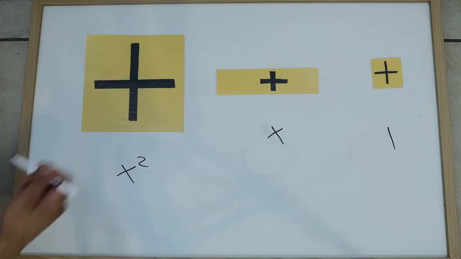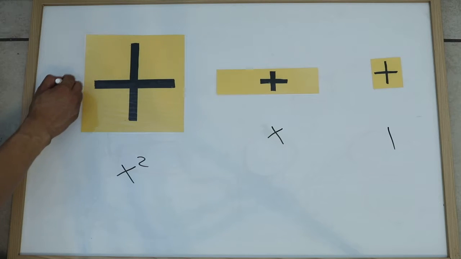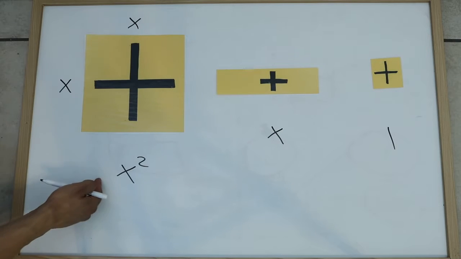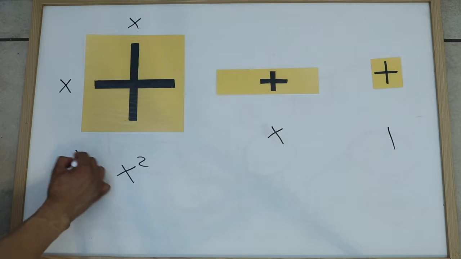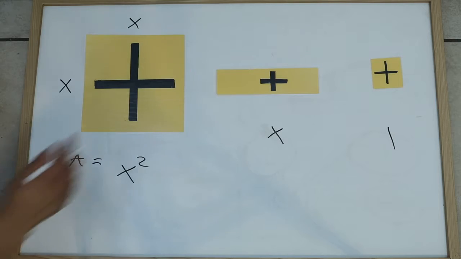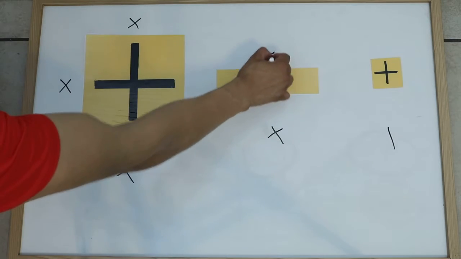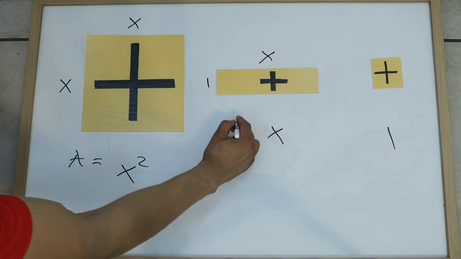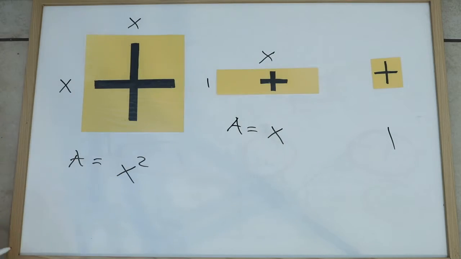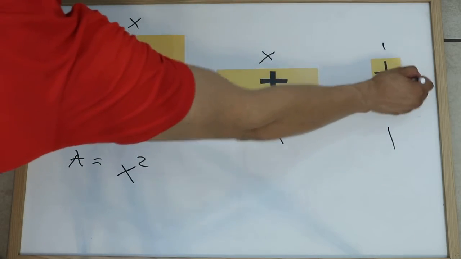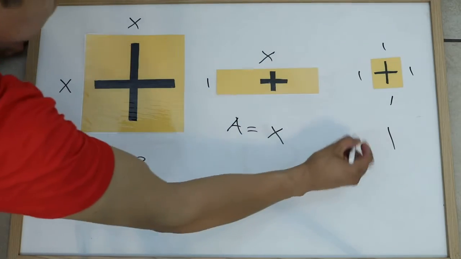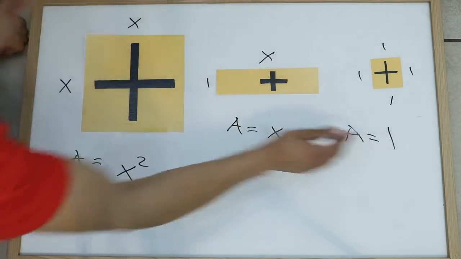If you guys remember, we said that the length of this side was x, and this was x. If we multiply x times x, we get x squared. That gives us the area, okay? Same thing over here. We have x, 1. We multiply 1 times x, it gives us x, so that's the area. And for that one over there, we multiply side by side, it gives us 1, so the area is 1.